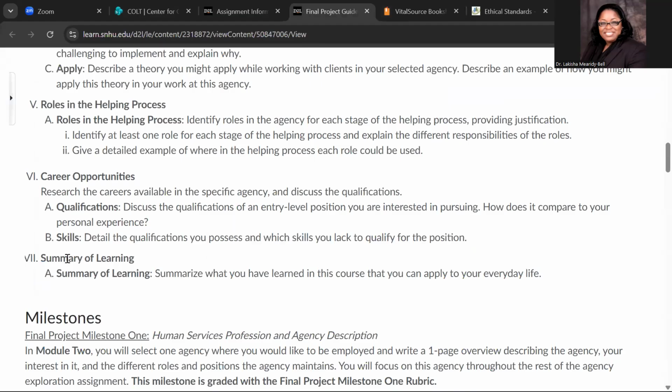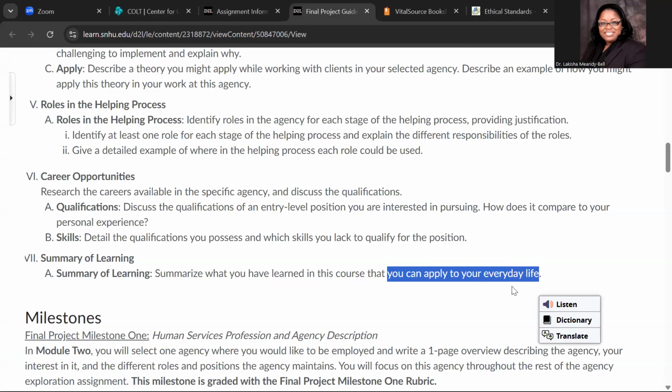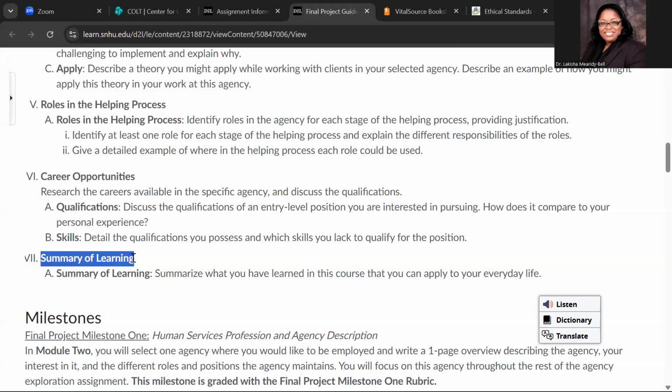All right. And then you're going to create a conclusion with a heading called Summary of Learning. In the Summary of Learning, do not start any information that can create a whole other paper. You're actually going to summarize what you have said in your current paper in a paragraph or two, preferably a paragraph or two. Let the first paragraph summarize what you have said in your paper about the agency and the profession. And then let the second paragraph talk about how you can apply it in your everyday life. Now remember, in a summary of learning, there are no citations. You do not cite in the conclusion section.